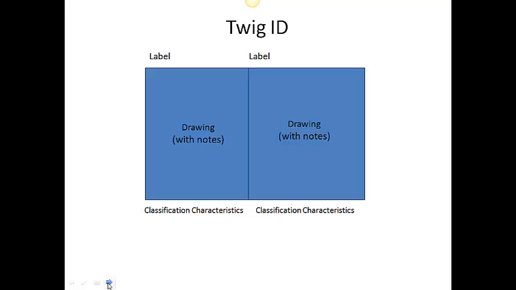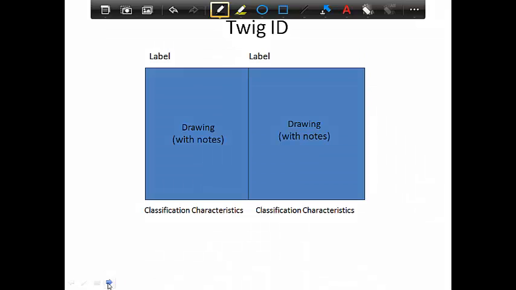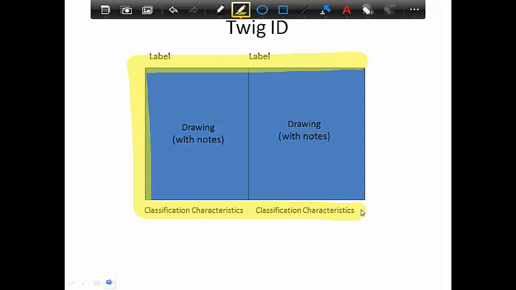In order to do this activity, you're going to use an index card. That's what this big square is. Okay, this whole thing right here is one index card. And you can split it in half once you trace it so that each index card is going to have 2 twigs in it. Okay, 2 drawings.